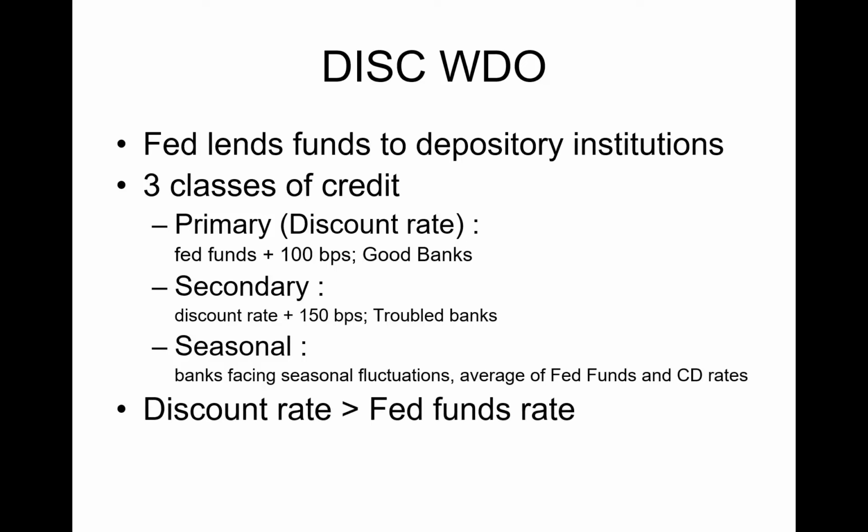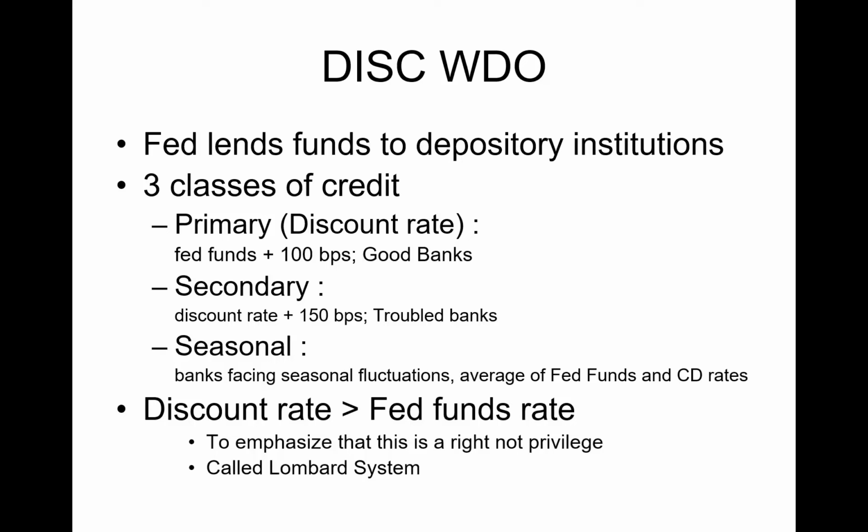And so the discount rate is usually greater than the Fed funds rate. That's because the Fed is trying to signal to the banks that this is a right but not a privilege. In other words, the Fed can lend the money to the banks, but definitely not at the privilege of those banks. And this is called a Lombard system.